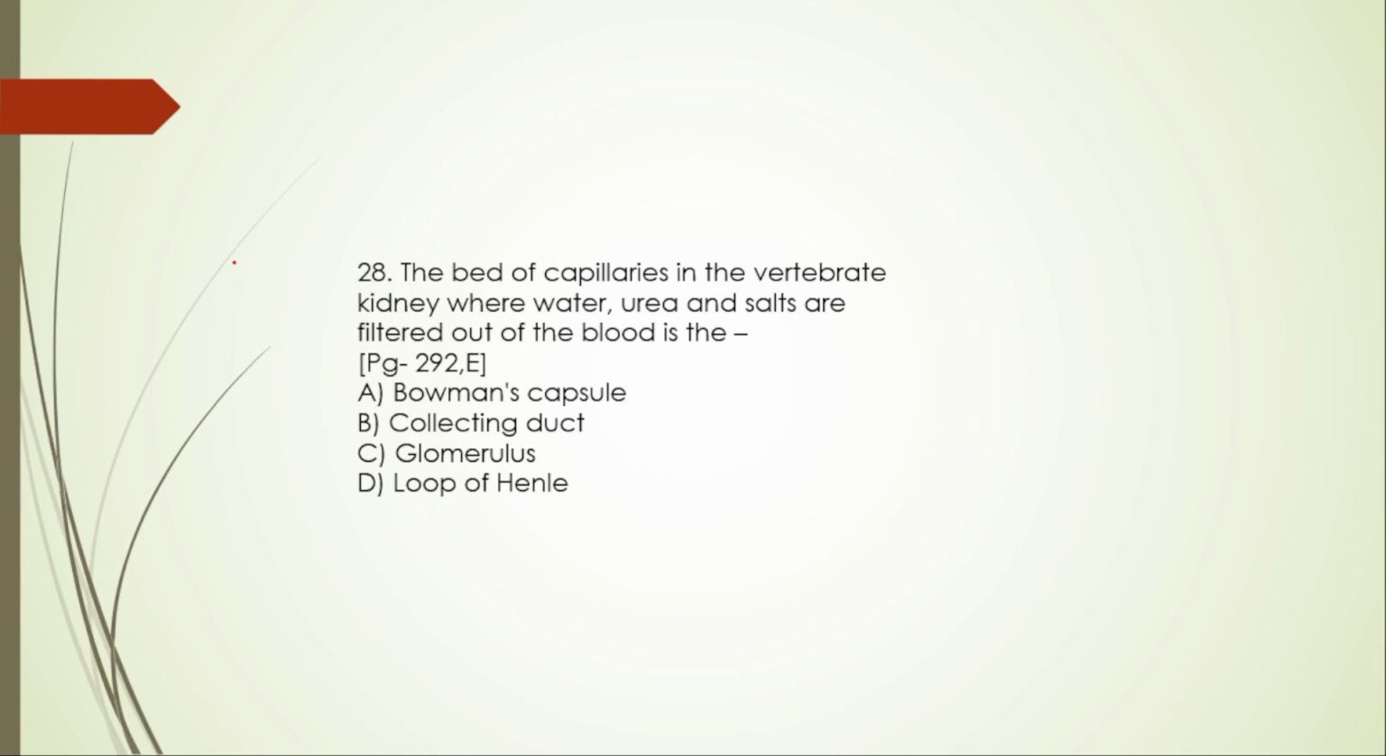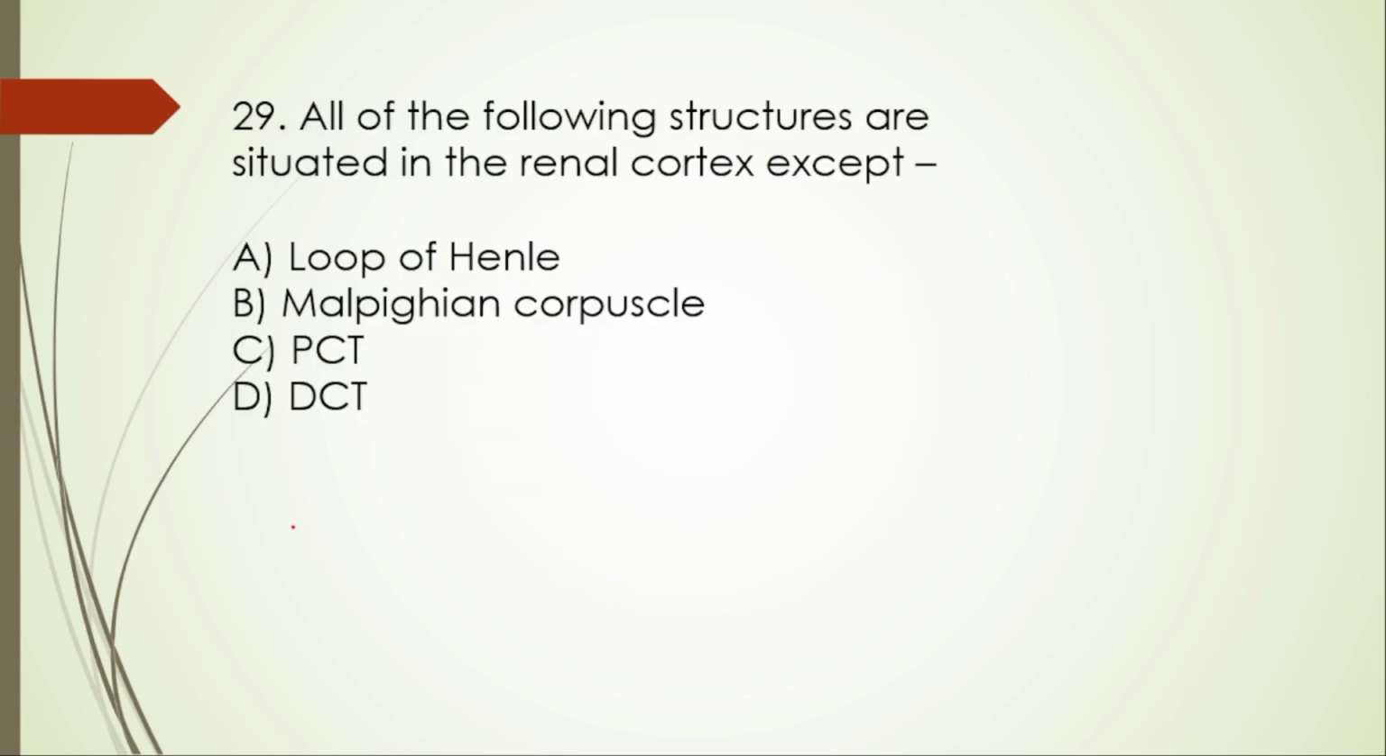Next, 28th question. The bed of capillaries in the vertebrate kidney where water, urea and salts are filtered out of the blood is A. Bowman's capsule, B. collecting duct, C. glomerulus, D. loop of Henle. So here the right option is option C. Glomerulus is a network of capillaries located at the beginning of the nephron in the kidney. It serves as the primary site for blood filtration, where water, urea and salts are pushed out of the blood into the Bowman's capsule due to the high pressure. So the next one, that is 29th.